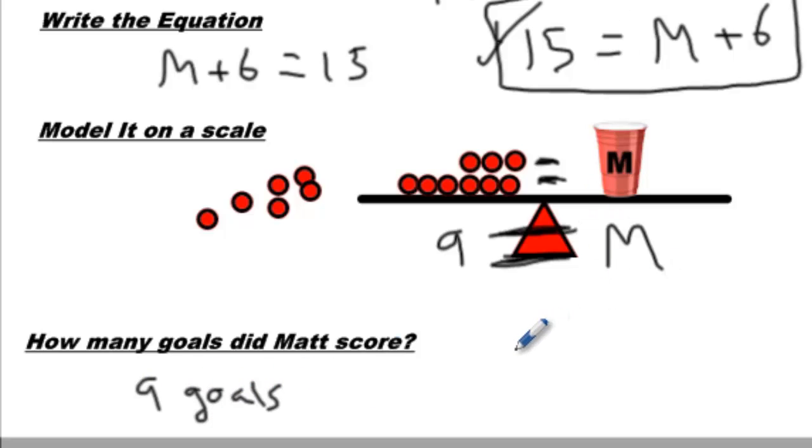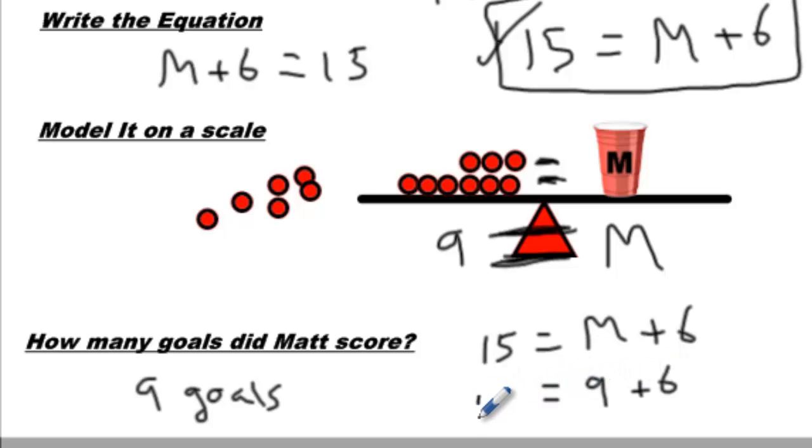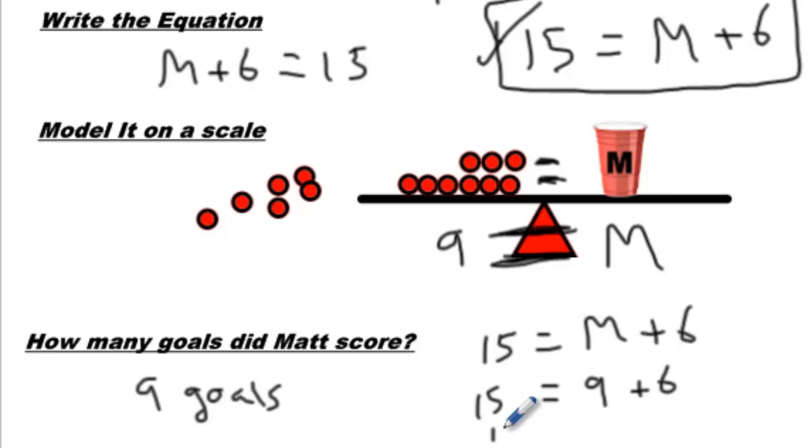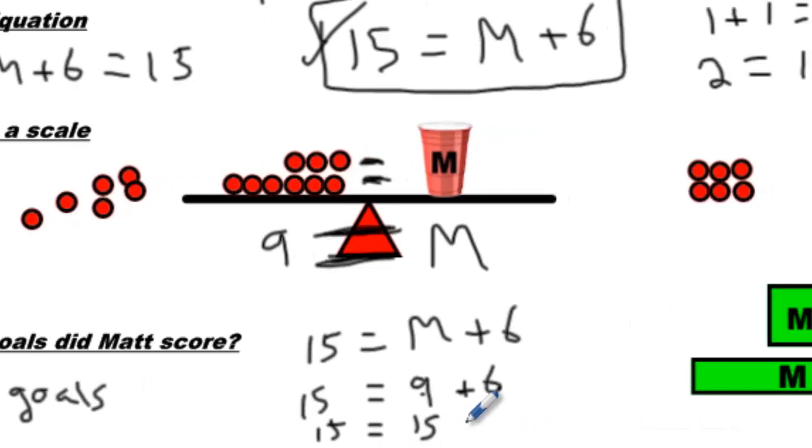But let's check it. Let's write 15 equals m plus 6. Let's replace m with 9 goals. We're going to substitute 9 plus 6. We'll write the 15 here. Now, bear with me here. 15 equals, well, what's 9 plus 6? 15. Left side equals right side. I did the question correctly.